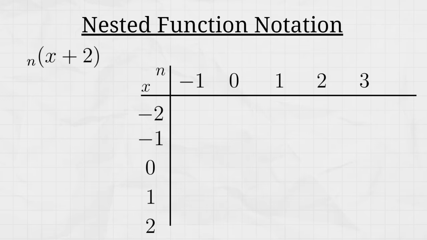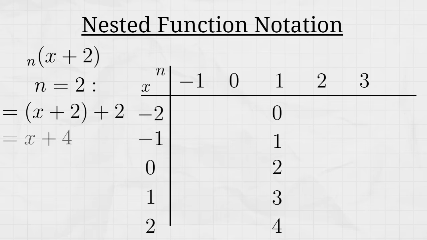The column for n equals 1 is easy. This just means we nest a of x inside itself once, or just a of x. Since we set a of x equals x plus 2 for this example, we can just pop those values into the table. Now, what about for n equals 2? Well, nesting x plus 2 inside itself once looks like this: x plus 2 plus 2, which equals x plus 4. So that column is pretty easy too, and we can do the same for n equals 3.